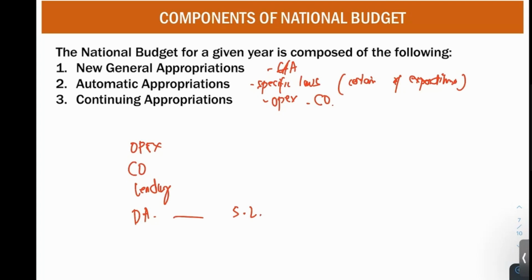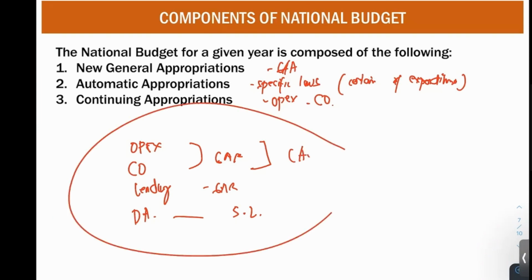Why? Because this particular amortization must be automatically set or appropriated. Why? Because it is based on a specific contract which the government must adhere to. While lending can be on a GAA, OPEX and CO can be on GAA. Furthermore, they can be in your continuing appropriations. So generally, these are the items of your national budget.